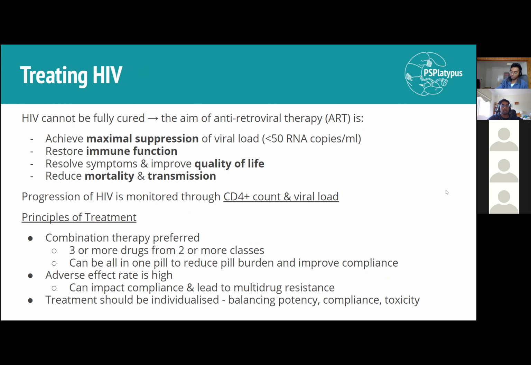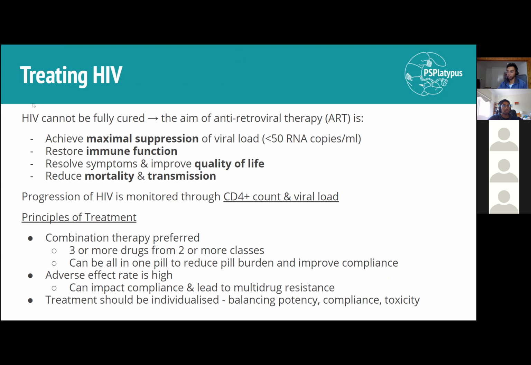Okay, so the final part of antivirals, which is pretty important, is HIV. So we're going to talk about a bunch of HIV drugs, but before then, a bit of context. So the aim of HIV treatment or antiretroviral therapy is not cure, since we can't fully cure HIV, since we can only target it when it's replicating and it always goes latent and stuff.